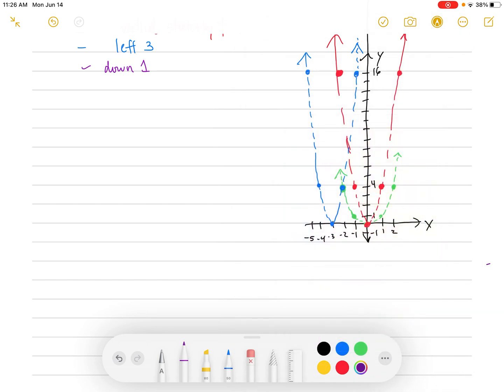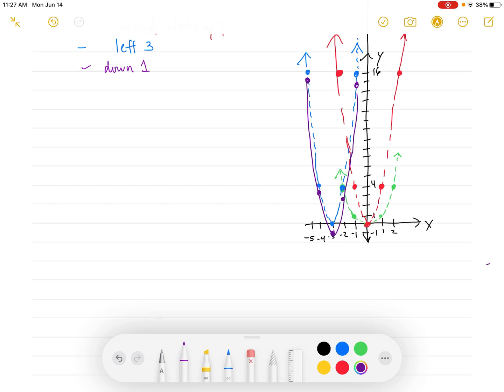We're going to move everything down 1. So down 1 is going to become my violet. So I'm going to move the negative 5, 16 down 1, it becomes negative 5, 15. I'm going to take negative 4, 4, and move it down 1, it becomes negative 4, 3. I'm going to take negative 3, 0, the vertex, and move it down 1, I'm going to get negative 3, negative 1. I'm going to take negative 2, 4, move it down 1, I'm going to get negative 2, 3. I'm going to take negative 1, 16, move it down 1, I get negative 1, 15.